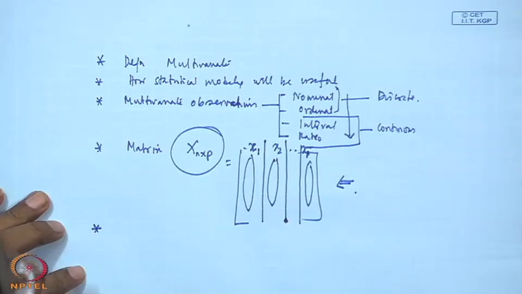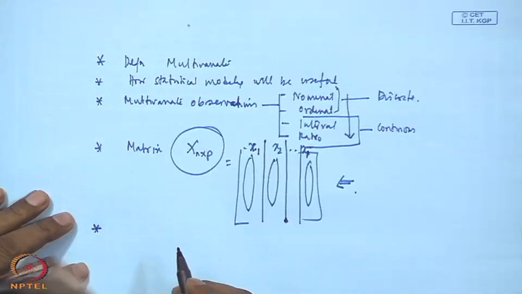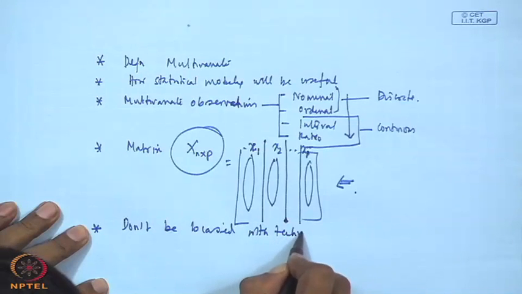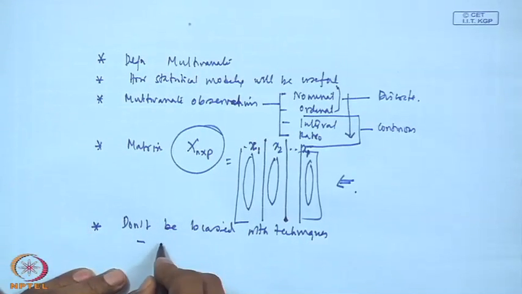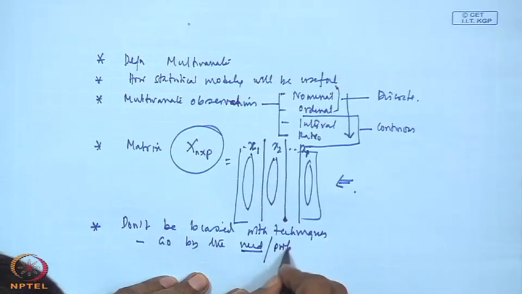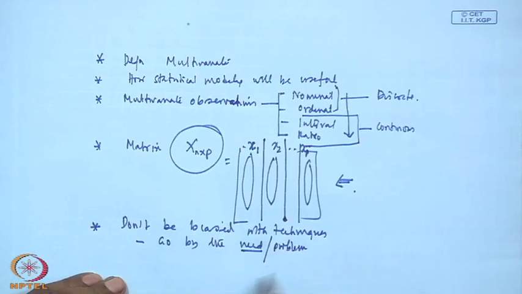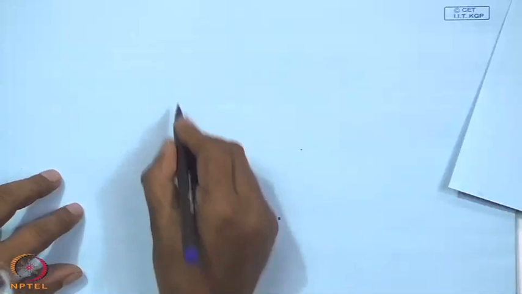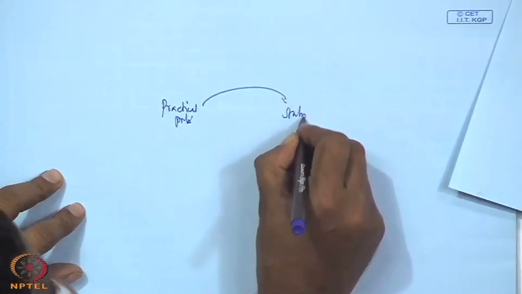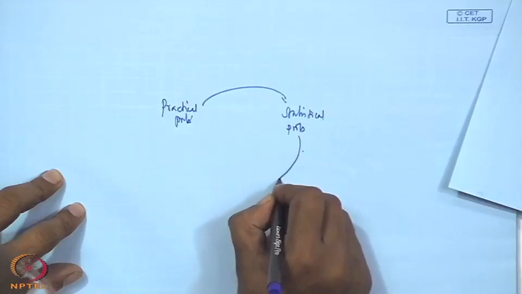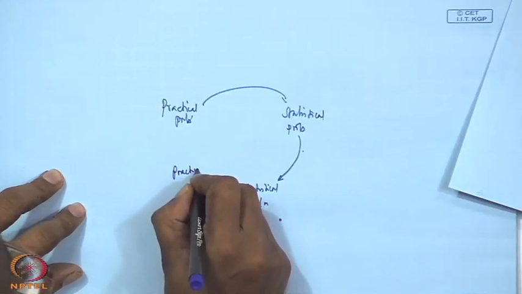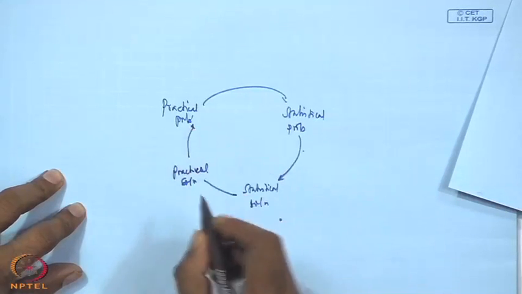Okay. Then another thing we said: do not rely on technique, do not be biased with techniques. You go by the problem, by the need. What I mean to say is, go by the problem, and you carefully define it. So, you are going from practical problem to statistical problem, statistical problem to statistical solution, statistical solution to practical solution.